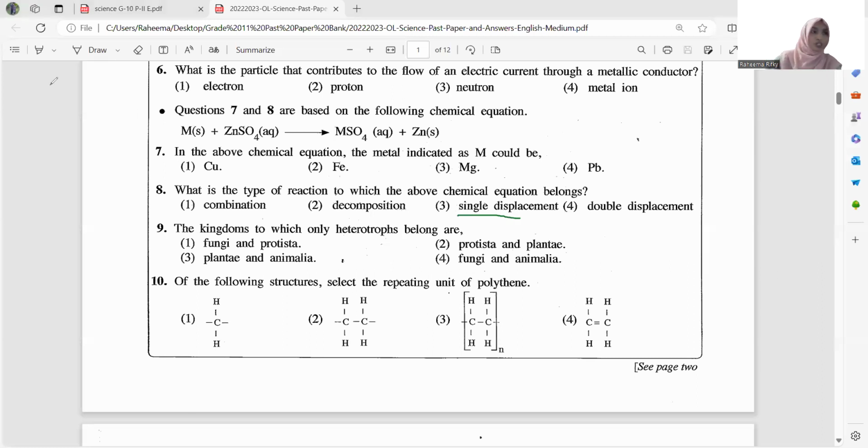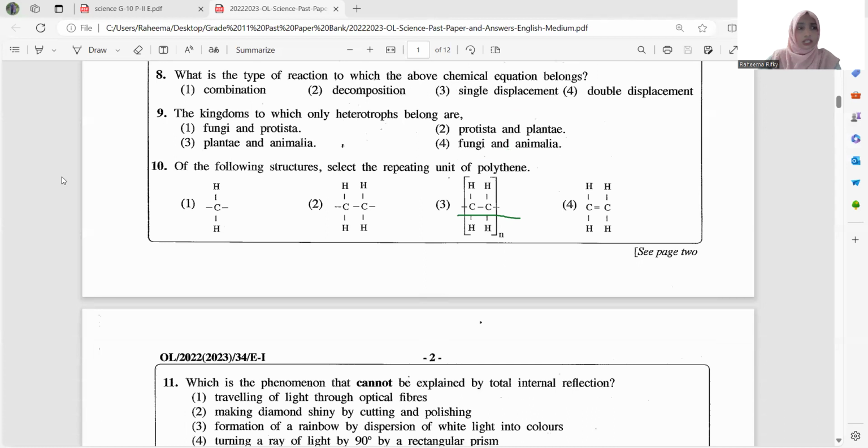We have 2 more questions. Right, let's go. Ninth question. This is talking about the kingdoms, animal kingdoms. They are asking about heterotrophs. Heterotrophs depend on other organisms because they cannot produce their own food. If they produce their own food, we call them phototrophs. They are asking which kingdoms are only heterotrophs, so there should not be any phototrophs.